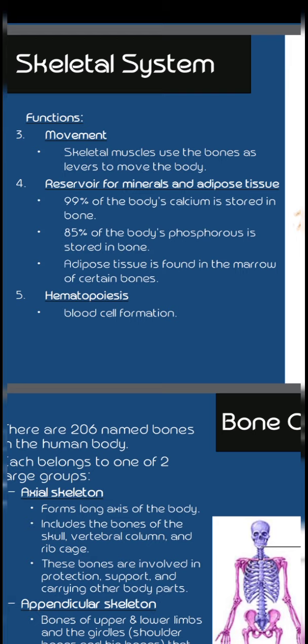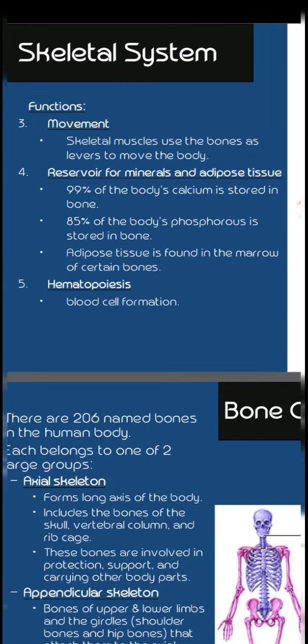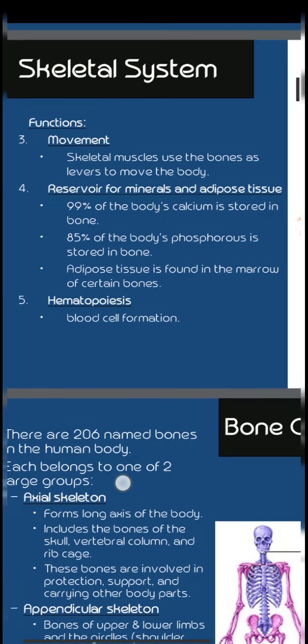That leads to arrhythmias. The heartbeat can become irregular in the patient due to hypocalcemia and hypercalcemia. So bones are reservoirs of calcium. Moreover, phosphorus, 85% of body's phosphorus is stored in bones.